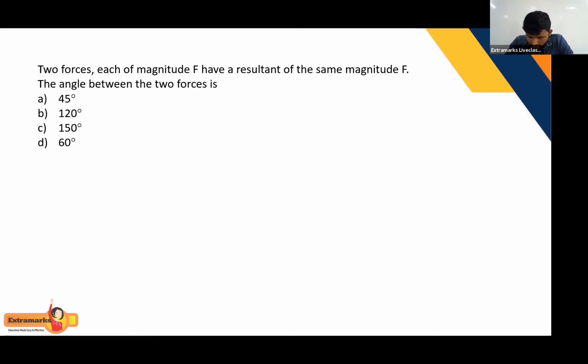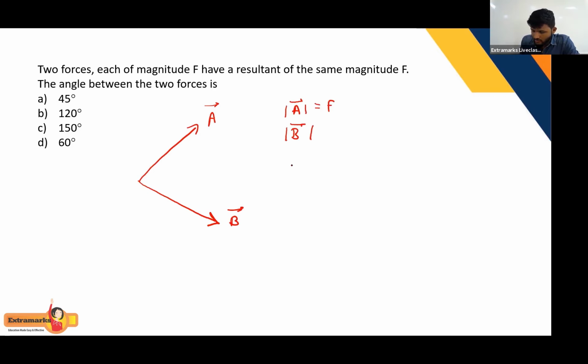In the problem shown, it is given that 2 forces, each of magnitude F, have a resultant of the same magnitude F. The angle between the forces is? Now I am considering that there are 2 vectors, vector A and vector B, and it is given that the magnitude of A is F and the magnitude of B is also F. Now when I am finding the resultant, that is vector A plus vector B, again I am getting the magnitude of the resultant to be F only.